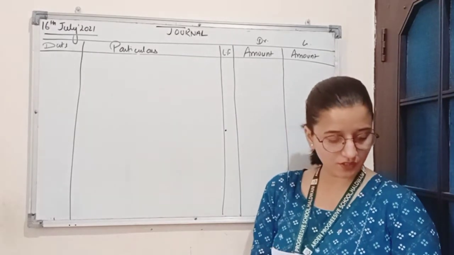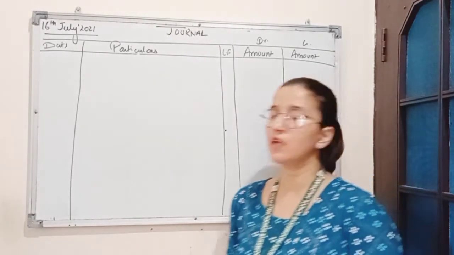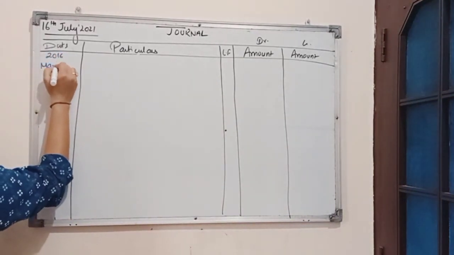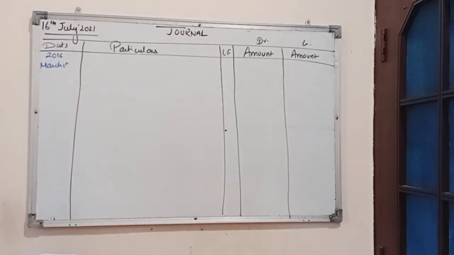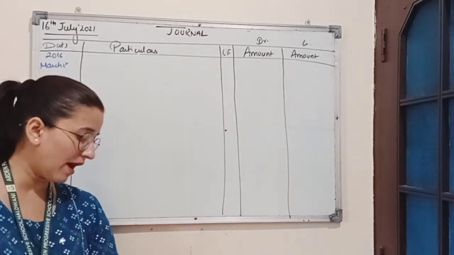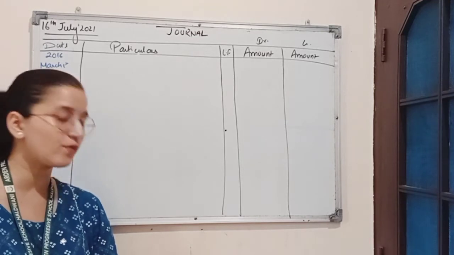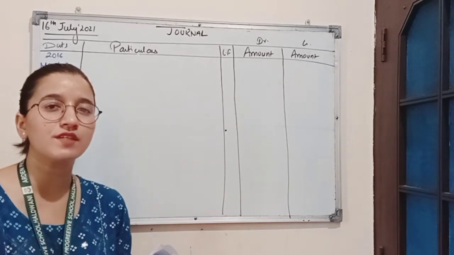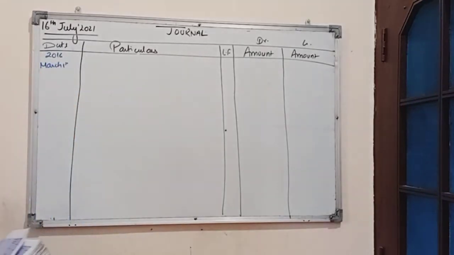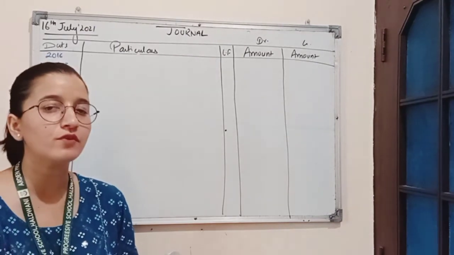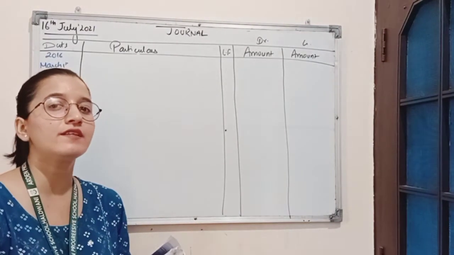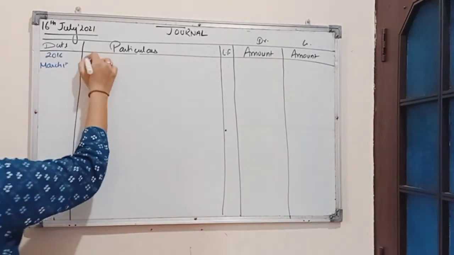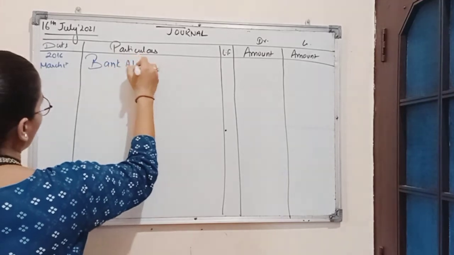Now the first transaction took place on 1st March 2016. Year is 2016, date is March 1st. And the transaction is paid into bank for opening a current account rupees 25,000. Now 25,000 cash has been deposited into bank. So as we know, bank is a personal account and the rule for personal account is debit the receiver. So here the receiver of cash is bank. So we will be debiting bank account.